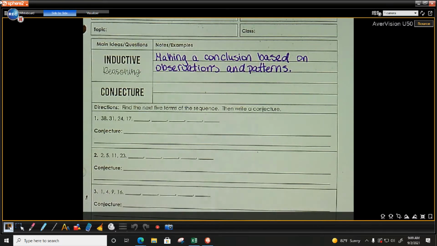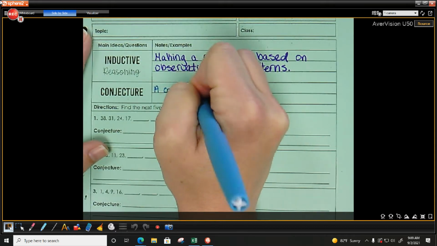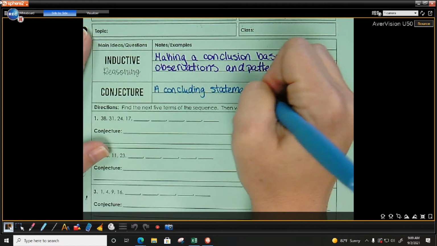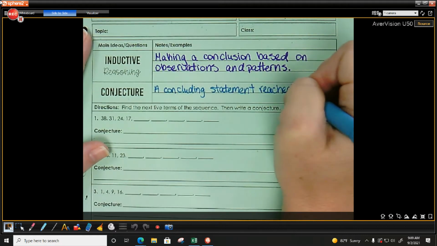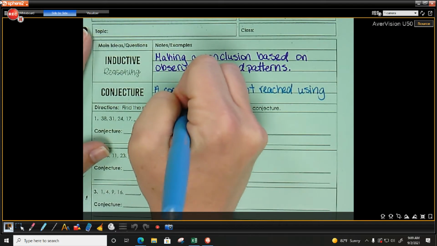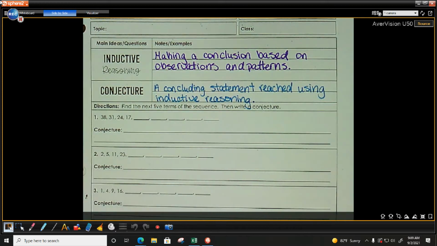Then you have something called a conjecture. A conjecture is a concluding statement reached using inductive reasoning. So we are using inductive reasoning to make a conjecture, okay?